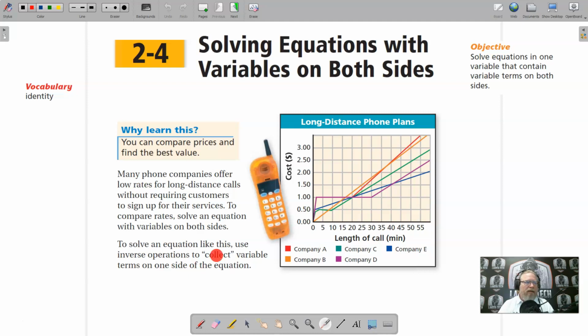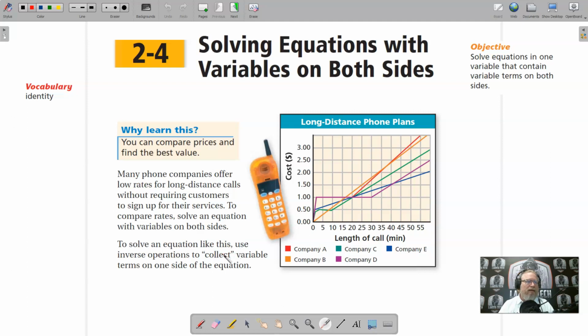So the idea, what they're talking about whenever they use the term collect, is that we're going to want to get all of our variables over to one side of the equation. We're going to have a situation where we have variables on both sides of the equal sign, and so we want to collect them, or I like to think of them as move them to one side as opposed to collecting.